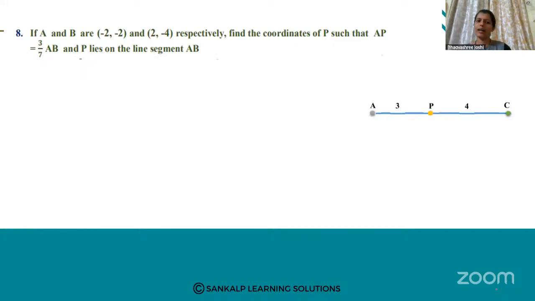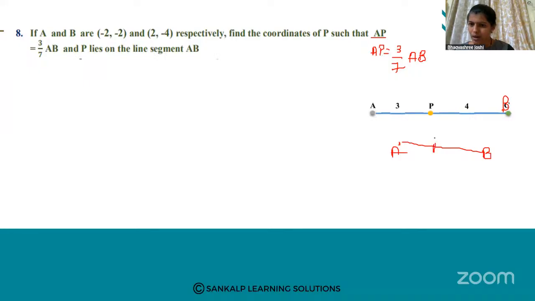See, if A and B are (-2, -2) and (2, -4) respectively, find the coordinates of P such that AP is equal to 3/7 AB and P lies on the line segment AB. What is given, and what do we have to do? Just see here, AP is equal to 3/7 AB, what does that mean? I have drawn this line, but it is not in our textbook. So you have to observe that AP is equal to 3/7 AB is given. What does it mean? See, this is the line AB, this is B, this is the line AB.